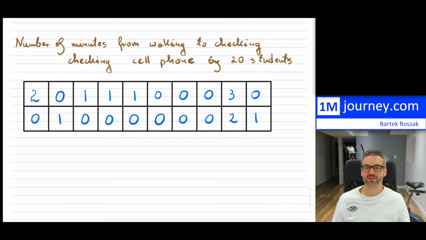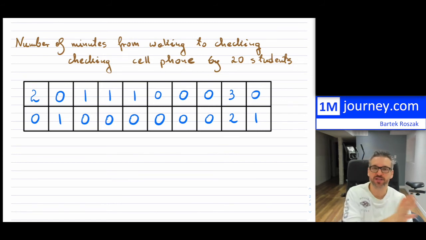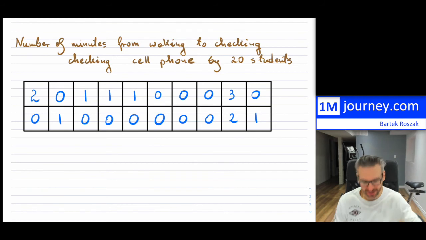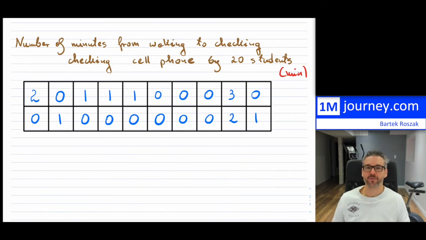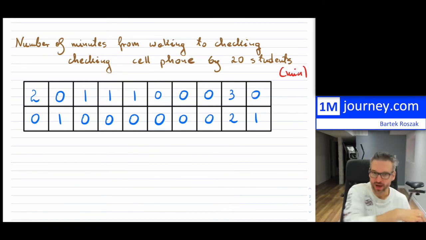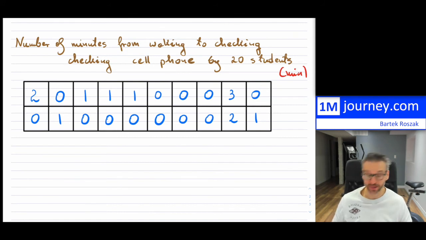About 20 students agreed to a study where a camera would turn on as they woke up, and it would measure the number of minutes from the time they woke up to checking their cell phone, for social media or messages or something like that. This one was done in minutes. So if a student grabs it right away, that would be 0 minutes. If they wait a little bit, stretch and then grab it, it would be 1 minute, 2 minutes, or 3 minutes.